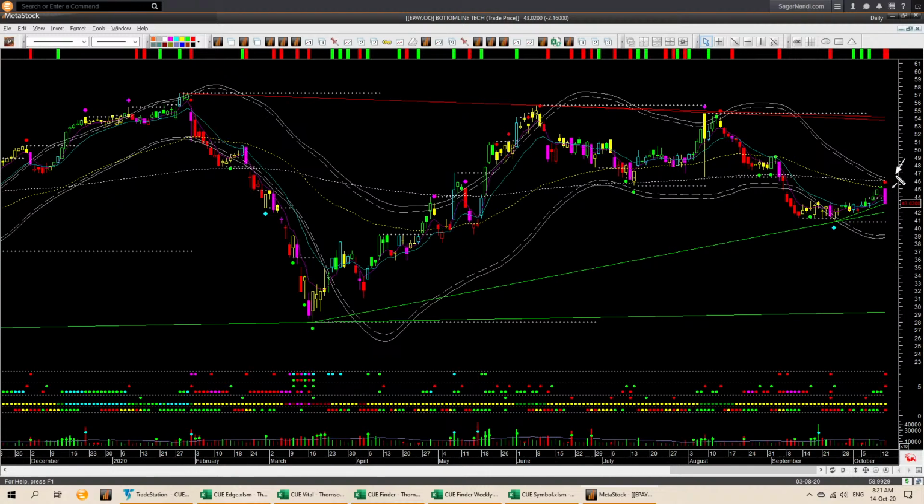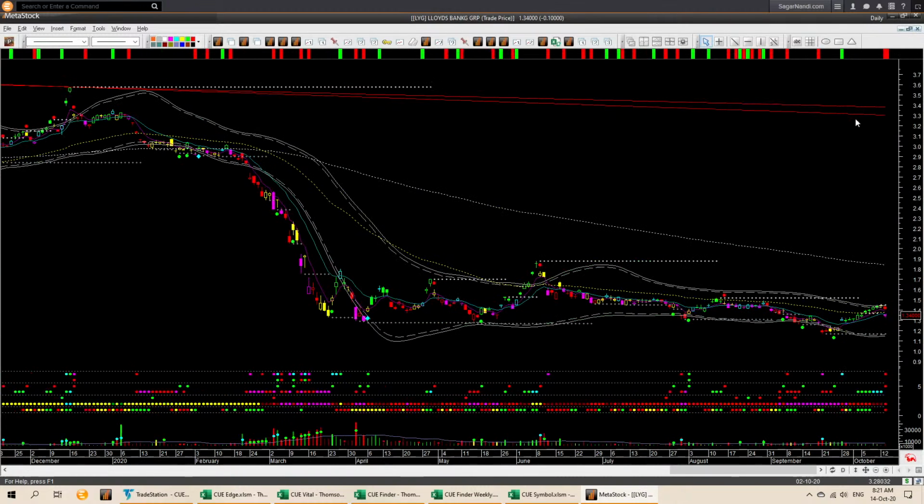EPAY dropped yesterday but stopped right at the trendline support. There is another trendline support nearby. The Q technique doesn't allow us to short near support, so I'm going to close it.